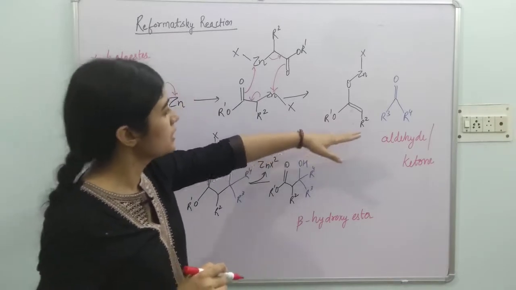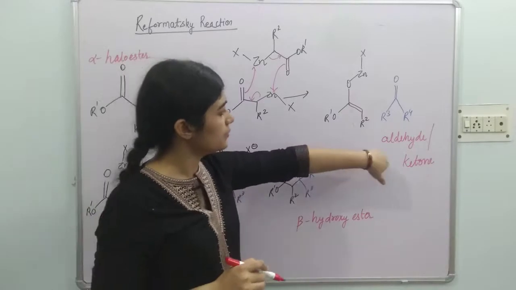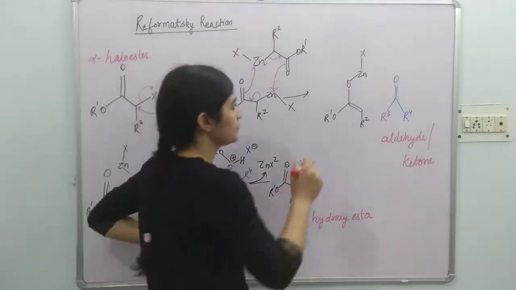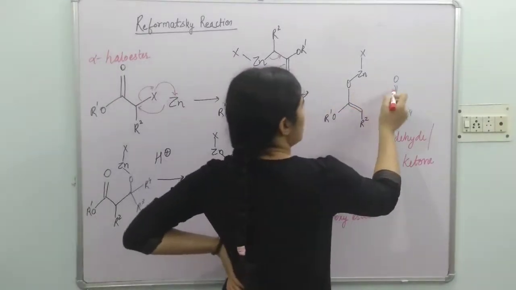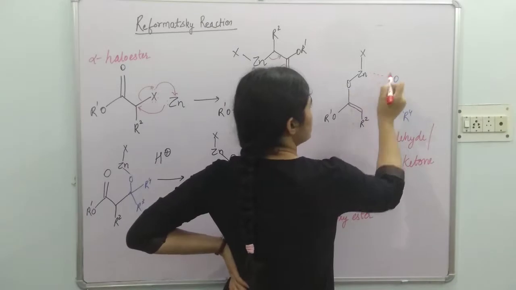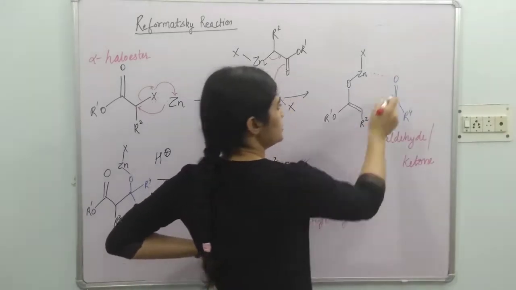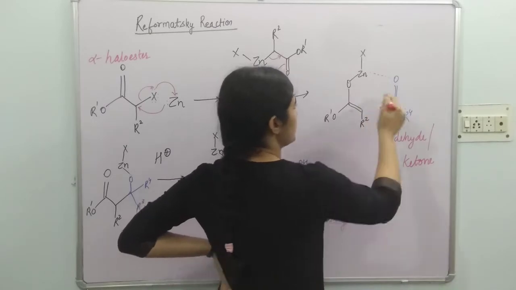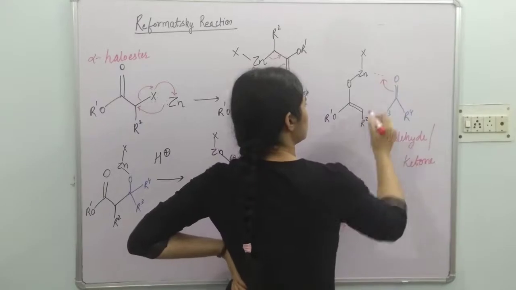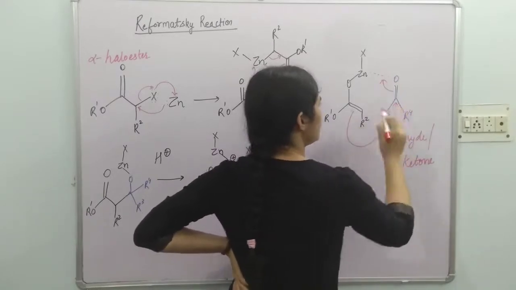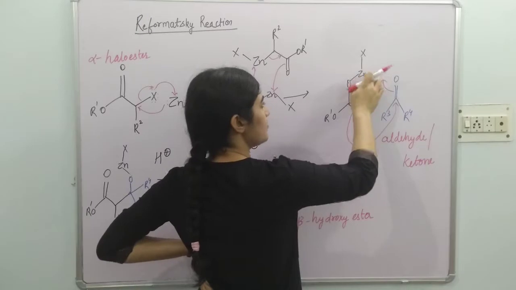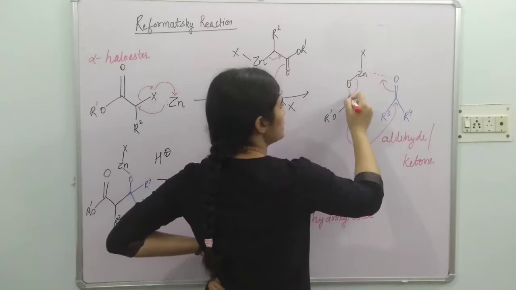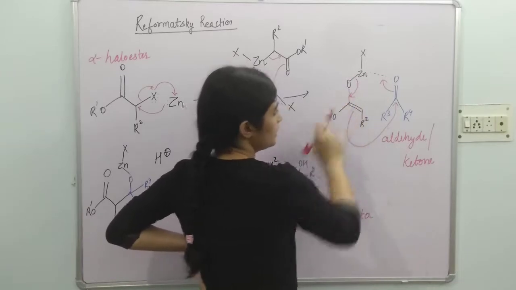Now what happens? This reacts with an aldehyde or a ketone. Now this forms a partial bond. This carbonyl carbon facilitates this step. In this step, your double bond attacks the carbonyl carbon and this bond cleaves and forms a bond with the zinc metal. This oxygen zinc bond cleaves and here a double bond forms.